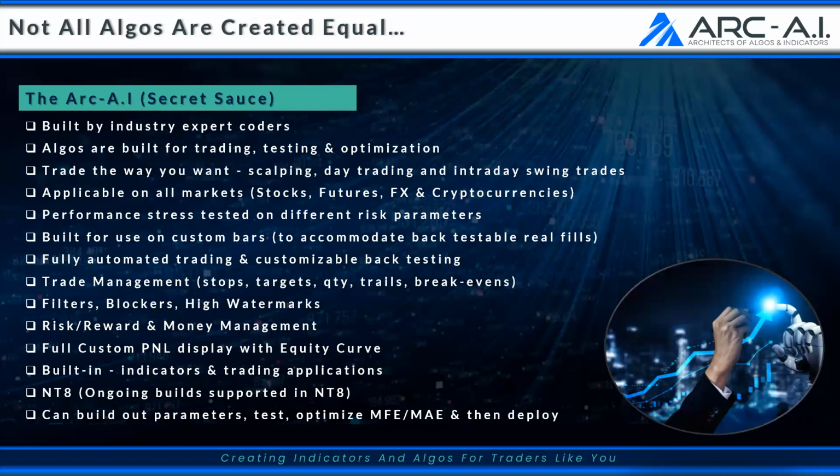So when we talk about algos, why would we look at Arc AI? Why our company? Why our development team? We are one of the largest developers in the NinjaTrader space, and we've developed 55-plus indicators and almost a dozen algos at this point and counting. We have industry expert coders. The algos are built for trading, testing, optimization. You can trade the way you want. You can trade on all markets except options, just because it's a limitation in Ninja. They're performance stress tested, all of the things that you would want to see.